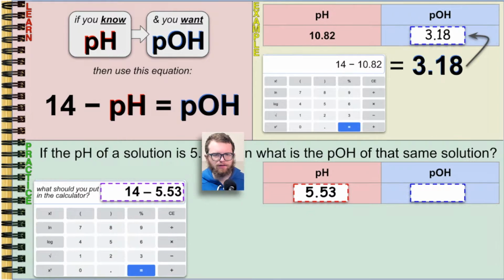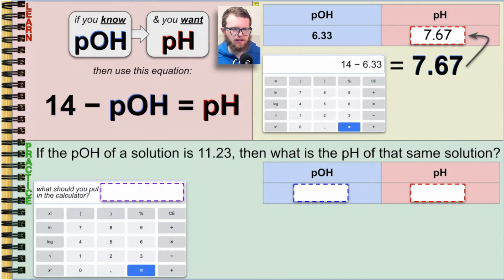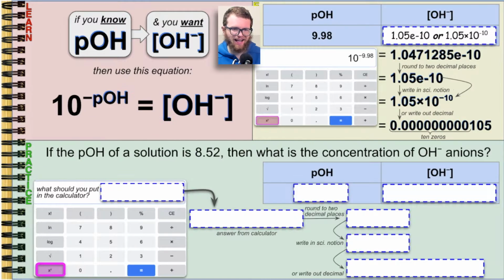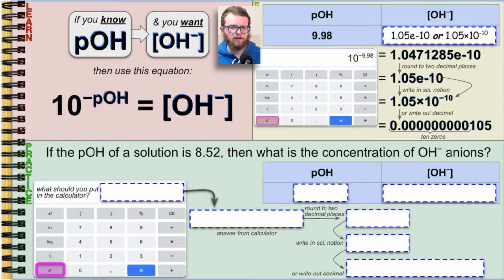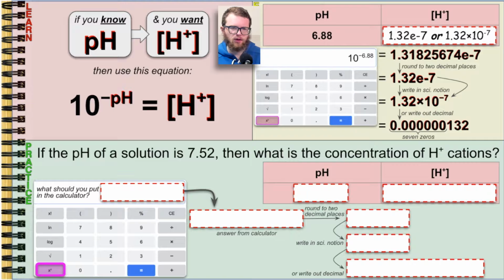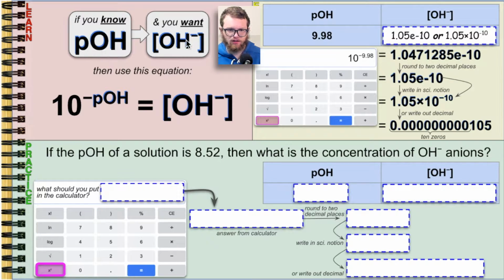Okay, so on slide 5, the equation to find pOH, and slide 6, the equation to find pH. Those equations are very similar, as are the equations on slide 7 and slide 8. Slide 7 and slide 8 are to find the concentration of H plus cations in solution, or to find the concentration of OH minus anions in solution. So to find those concentrations, we have to know pH to find the concentration of H plus, or we have to know pOH to find the concentration of OH minus.